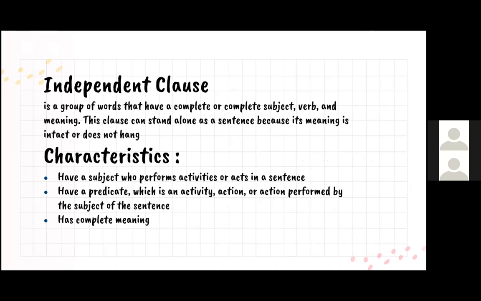And the second is the independent clause. An independent clause is a group of words that have a complete subject, verb, and meaning. This clause can stand alone as a sentence because its meaning is intact. The characteristics: first, have a subject who performs activities or acts in a sentence. Second, have a predicate, which is an activity or action performed by the subject. And the last is having complete meaning.